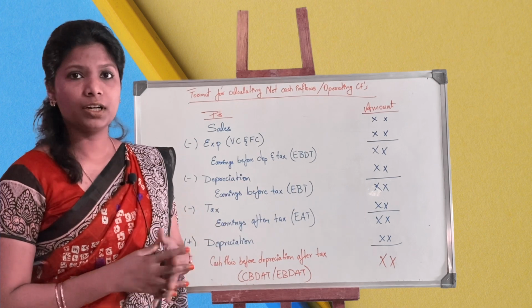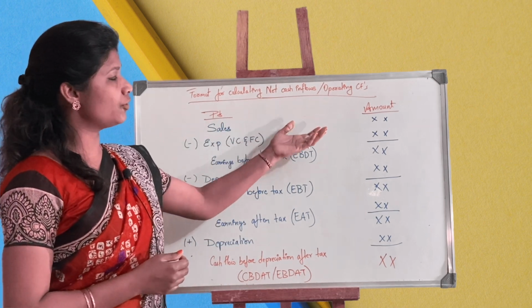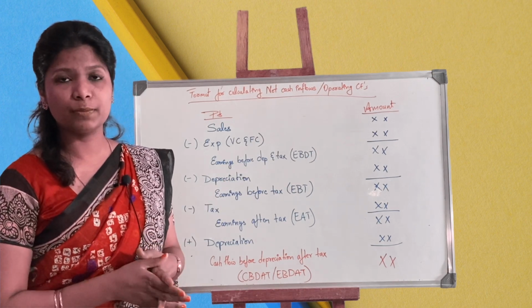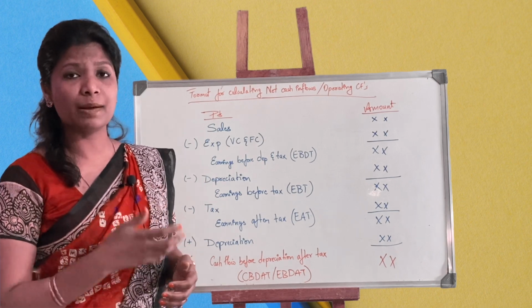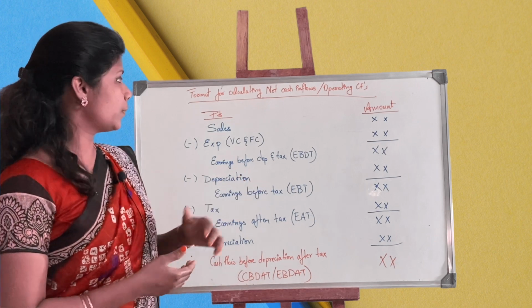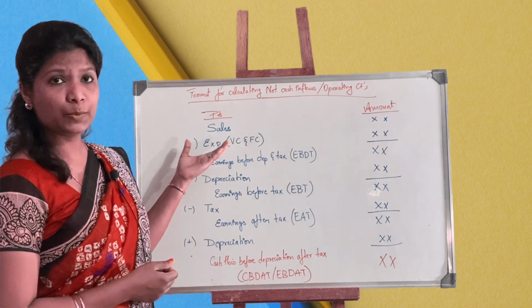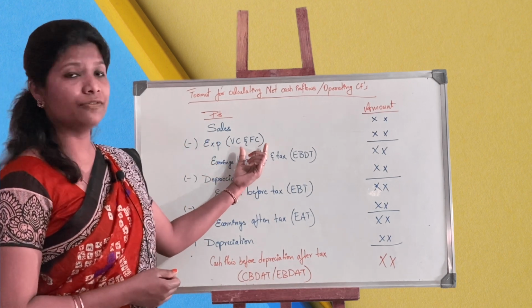Next up is the format for calculating net cash inflows and operating cash flows. After we have spent everything for a particular project, what is the return that we are getting from the investment or from the particular project? That is what we are going to find out. Now this is the format for that. We're going to start with sales. We're going to deduct the expenditure such as variable costs and fixed costs.